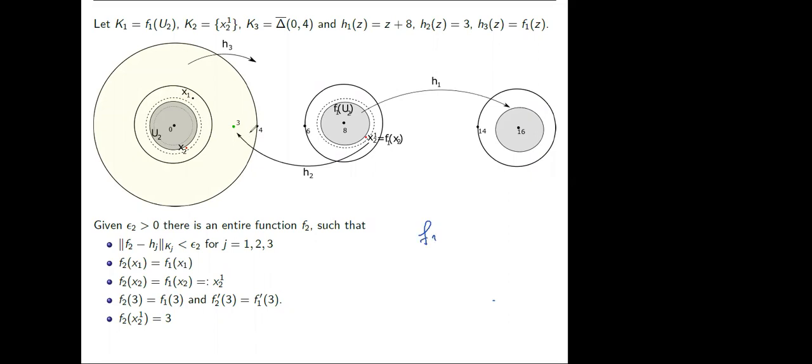Which maps, I mean, which does whatever we want. Now, in the next step, we want to construct f2. So how do you do that? You take a slightly larger disk. So this is the disk of radius 4, on which you want to approximate the already constructed map, f1. So you want f2 to be close to f1 on this set.